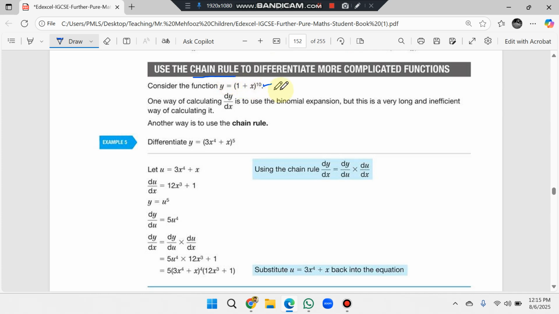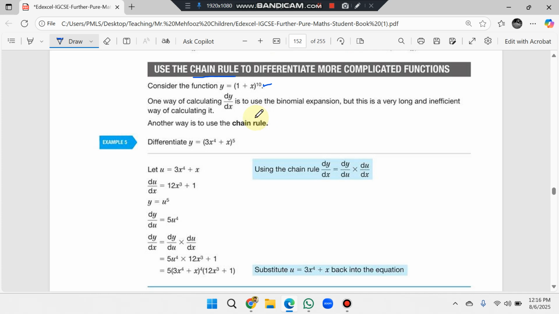Then we have terms like x raised to the power 10 plus something raised to the power 9 plus something raised to the power 8, and so on up to a constant number. But that way is very difficult, because first of all we have to use binomial expansion. It is a very time-taking process, a very long and inefficient way of calculating it. Another way is to use the chain rule, so we use the chain rule to solve these types of questions.